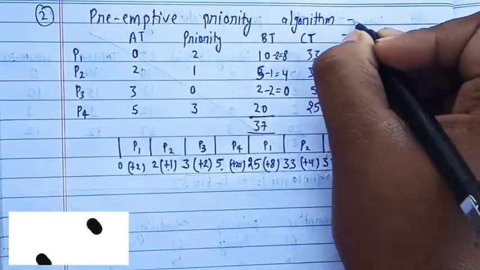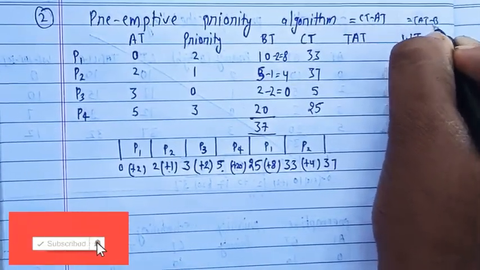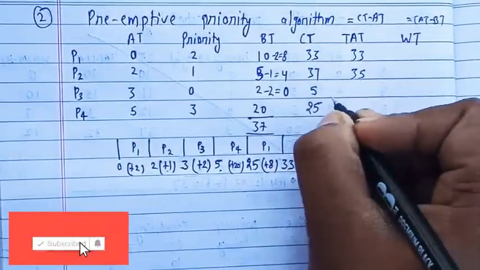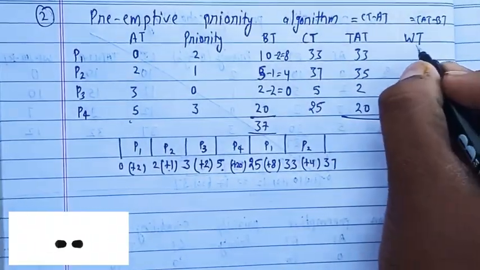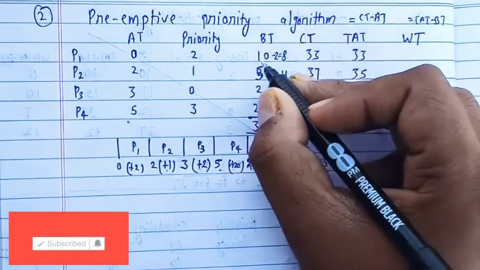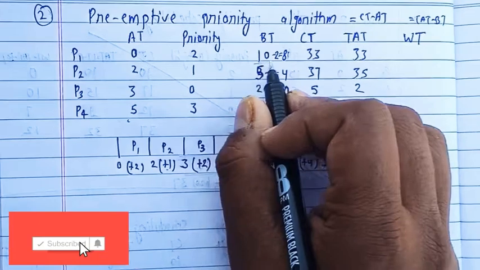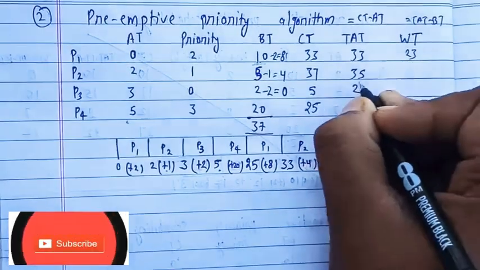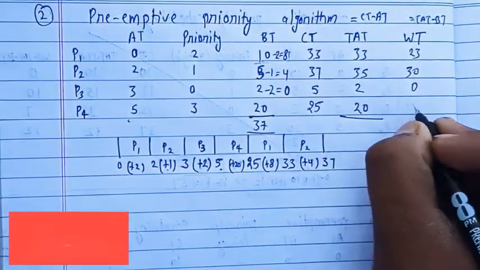And we know that TAT is CT minus arrival time, and the waiting time is TAT minus burst time. So 33 minus 0 is 33, 37 minus 2 is 35, 5 minus 3 is 2, and 25 minus 5 is 20. Now the waiting time is equal to TAT minus burst time. So TAT is 33 and the burst time is 10, the original value. You must use the original value of the burst time, not the changed one. So 33 minus 10 is 23, 35 minus 5 is 30, 2 minus 2 is 0, and 20 minus 20 is 0.